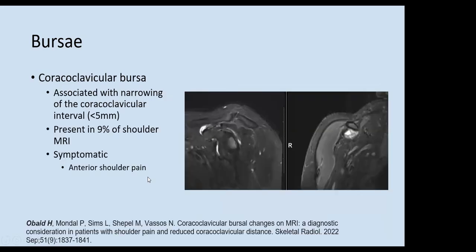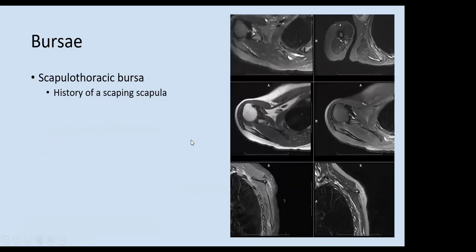There's another bursa in the shoulder we described in our article in Skeletal Radiology. This is called the coracoclavicular bursa. This coracoclavicular bursa sits between the coracoid process and the clavicle. And in our paper, our results showed that this bursa becomes inflamed if there's narrowing of the coracoclavicular interval to less than 5 millimeters. The prevalence is about 9% on shoulder MRI, and these patients present with anterior shoulder pain. So remember, if you see fluid in this area, this is actually the coracoclavicular bursa.